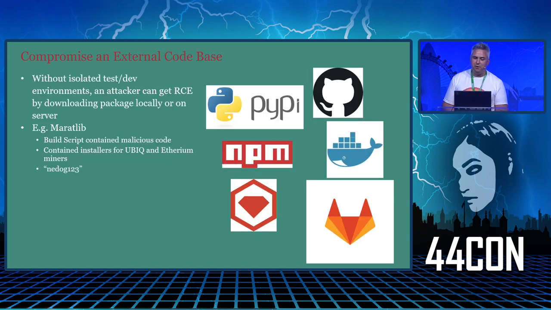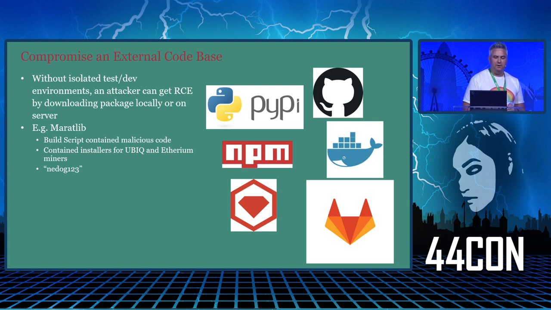The other way, of course, is to compromise the external code base. And the thing with this is that code bases are obviously very, very heavily targeted for supply chain attacks. And often you'll find this, especially in your OSINT. So looking out for things that might be leaked is really, really valuable within those code bases.